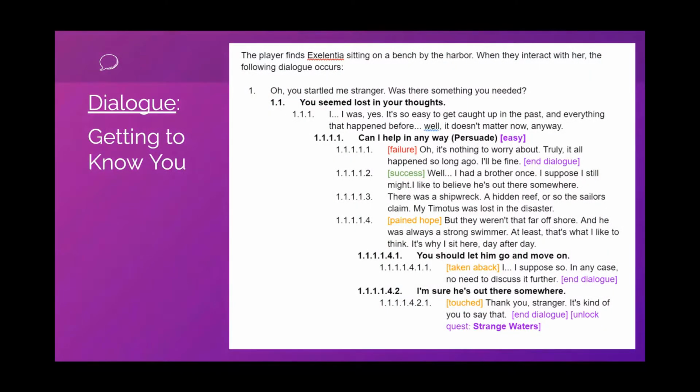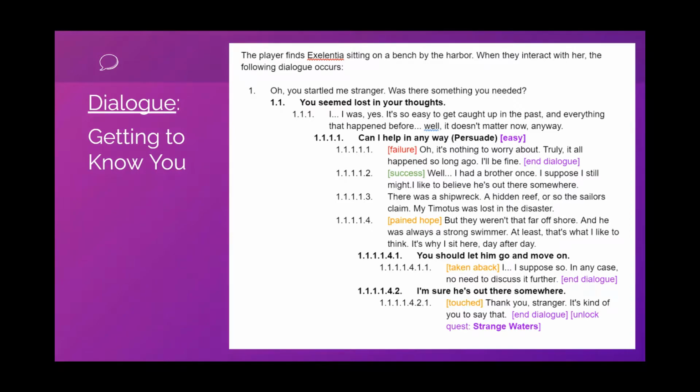Player finds Excellentia sitting on a bench by the harbor. When they interact with her, the following dialogue occurs. Oh, you startled me, stranger. Was there something you needed? Player says, you seemed lost in your thoughts. I was, yes. It's so easy to get caught up in the past and everything that happened before. Well, it doesn't matter now anyway.